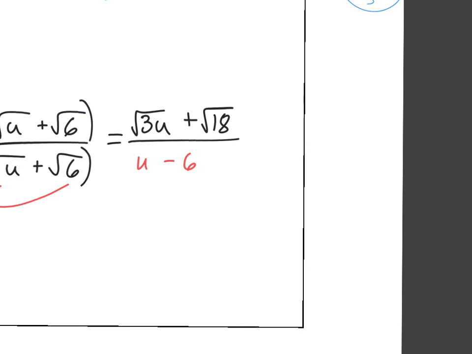On top, will that simplify any further? Yeah? Which one? Square root of 18, what does it become? 9 and 2, 3 and 3, so it becomes 3 square roots of 2. So we've got square root of 3u plus 3 square roots of 2 over u minus 6. Okay. Looks pretty good to me. Think we're done? I think so.